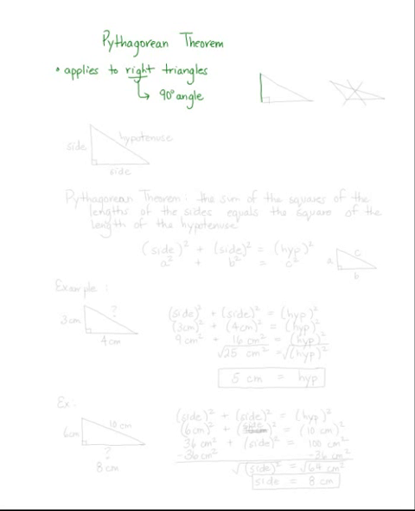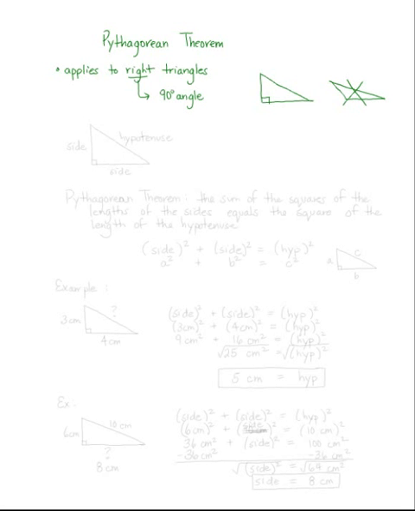So it looks something like this. The little box is a symbol for 90 degrees. This would be a right triangle. This one would not be a right triangle because none of the three angles make a 90-degree angle. So this one is a non-example.